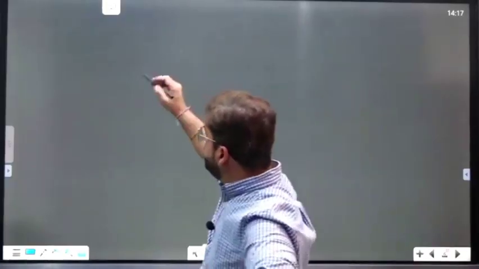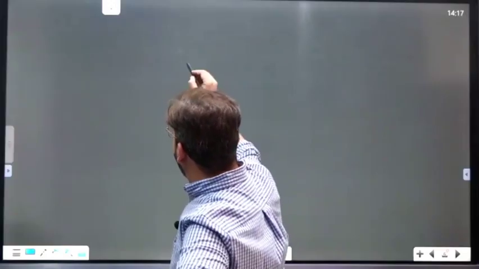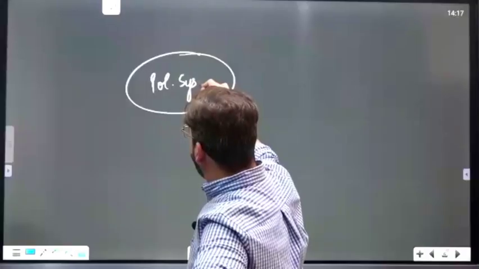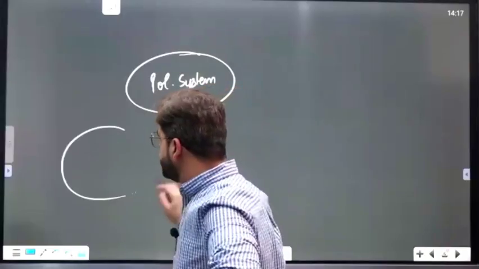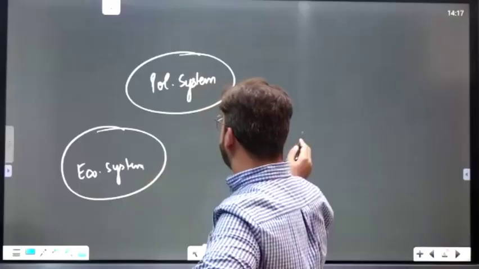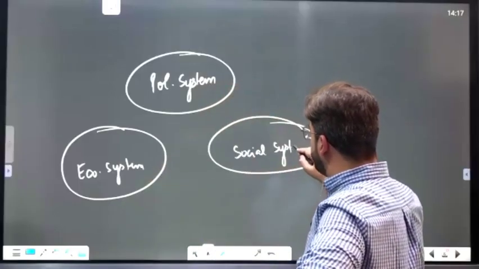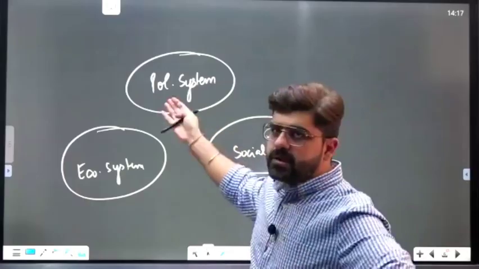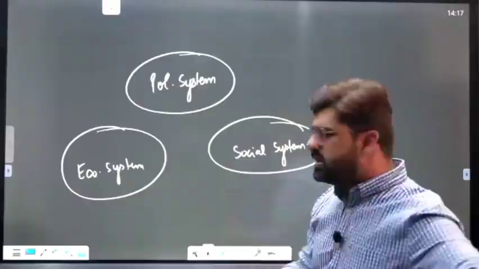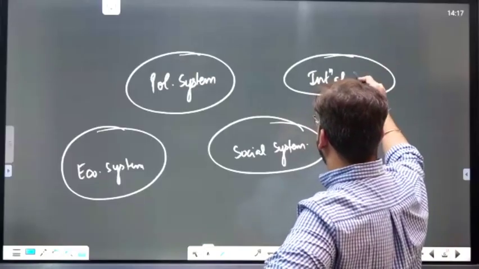He takes the example of a system in which he says that I have a system called political system. I have another system which is called economic system. I have another system which is called social system. So, long story short, you can simply think that political system is where politics happens, economic system is where economics happens, social system is where, let's say, the society functions, and you can also have something called international system.